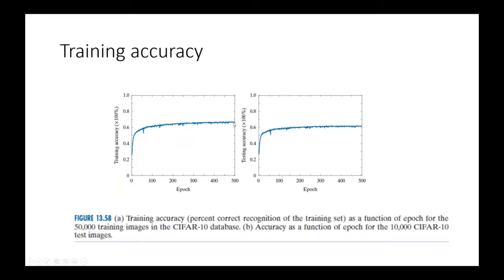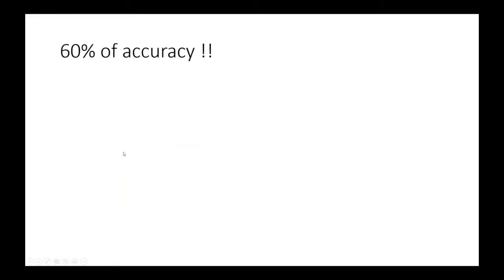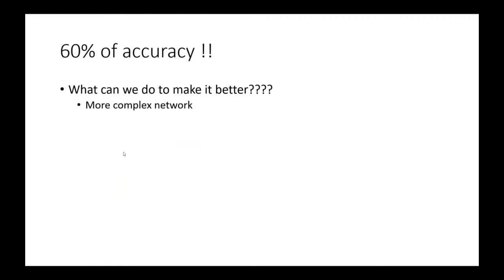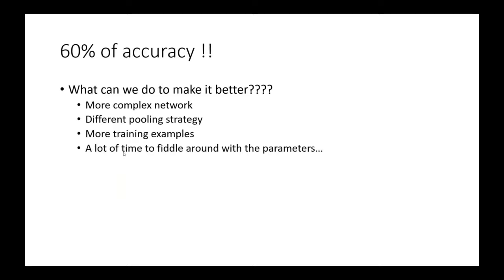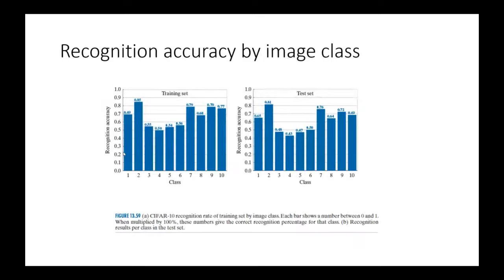The training accuracy was around 66%, not very good at all. 60% accuracy. How can you make it better? More complex network, that's one thing. How complex should it be? Trial and error. Just keep building layers as we've been doing, playing around in the previous visualization. Different pooling strategy, more training examples, a lot of time to fiddle around with parameters. That's what we need. If you're going to apply these neural networks, you need a lot of time for fiddling around with these parameters.